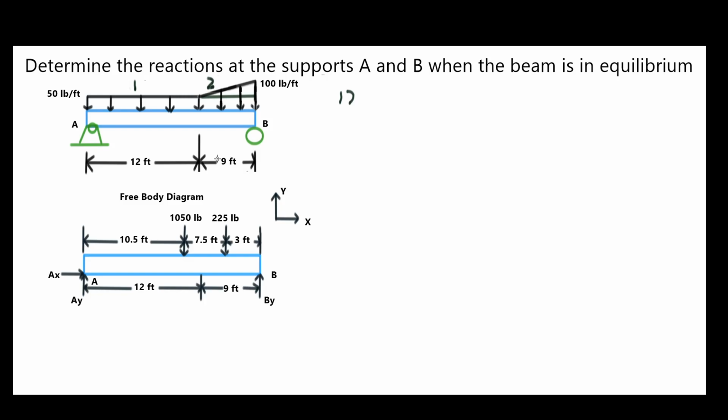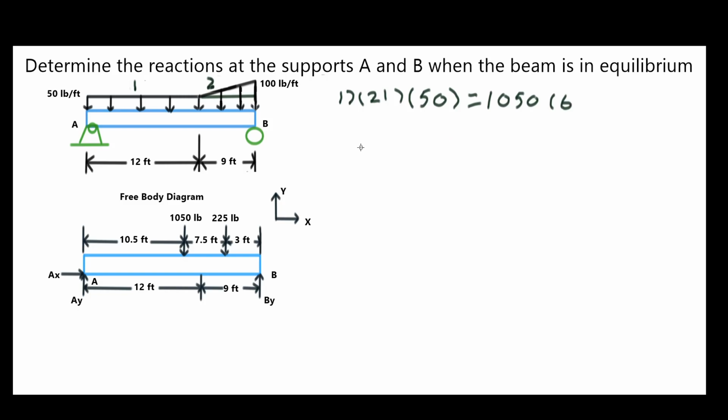So for the area, we'll go ahead and multiply 21 times 50, and then get an actual individual force rating from that. So we'll go ahead and do 21 times 50, and that gives us a value of 1,050 pounds. Now for shape 2, we have a traditional triangle.